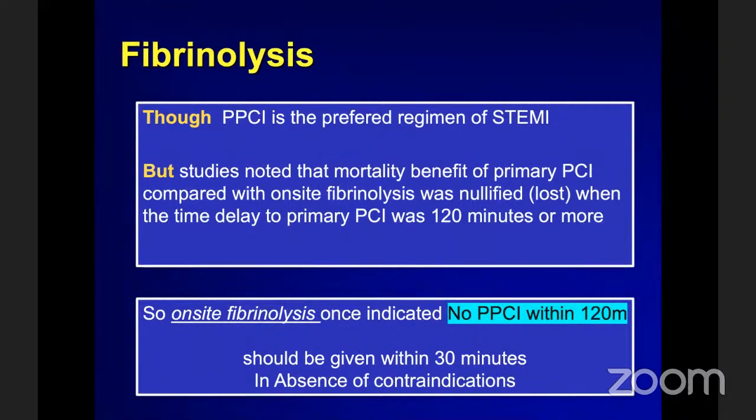Fibrinolysis: although primary PCI is the preferred regimen for STEMI, studies noted that the mortality benefit we gain from primary PCI for acute MI is almost nullified or lost when the time delay to primary PCI is more than 2 hours. So the recommendation here, if primary PCI is not accessible within 2 hours, is to start with on-site fibrinolysis, and it should be given within 30 minutes, because as we said before, revascularization time is muscle for this patient regarding prognosis and mortality benefit, in the absence of contraindication to lytic therapy.